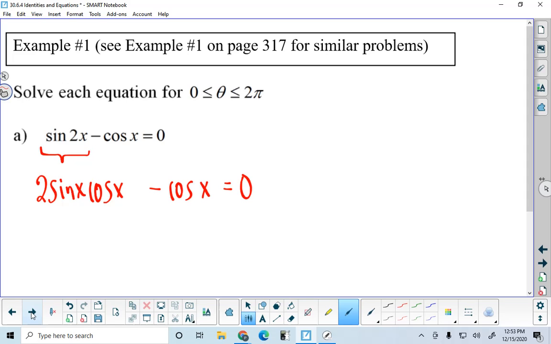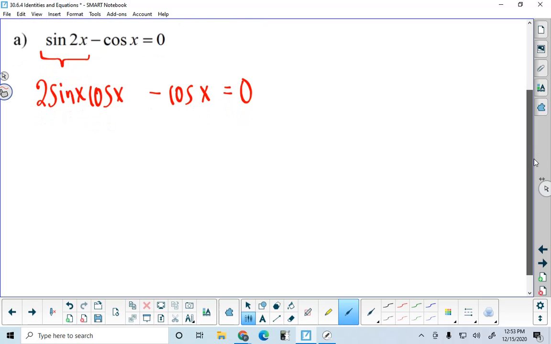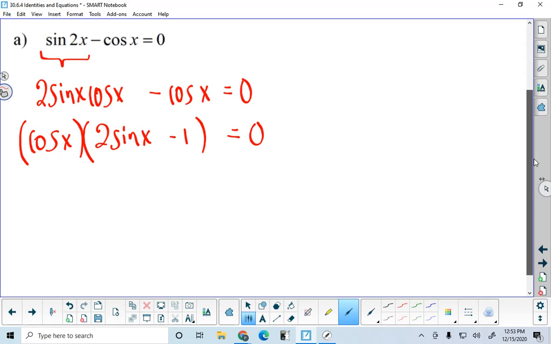We solve this by factoring. You can factor a cosine x out of both terms, and be left with 2 sine x minus 1. And then, since we have 2 factors being multiplied to give 0, we can write that the one factor equals 0 and the other factor equals 0.